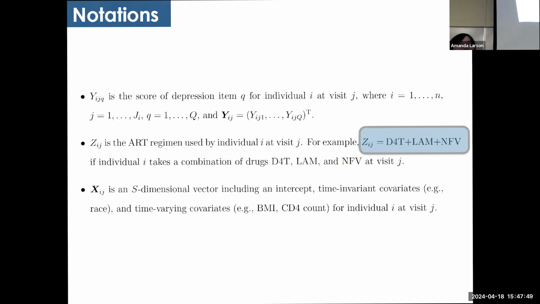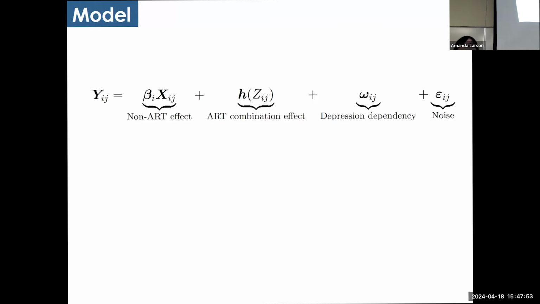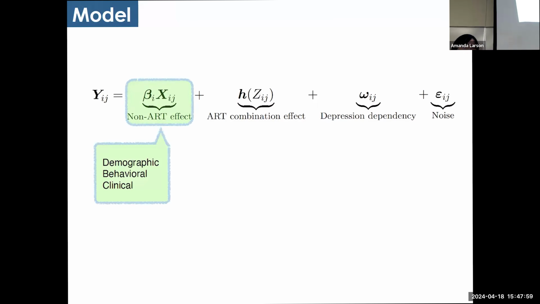To understand the treatment regimen effects, we developed a model. Here is an overview of the model. The first part is just regular linear regression. We include baseline information like demographics and some longitudinal covariates, of course also behavioral and clinical covariates, into this part. So this is regular linear regression, very simple. And of course, you can have some mixed effect part there. That would be a regular linear mixed effect model.